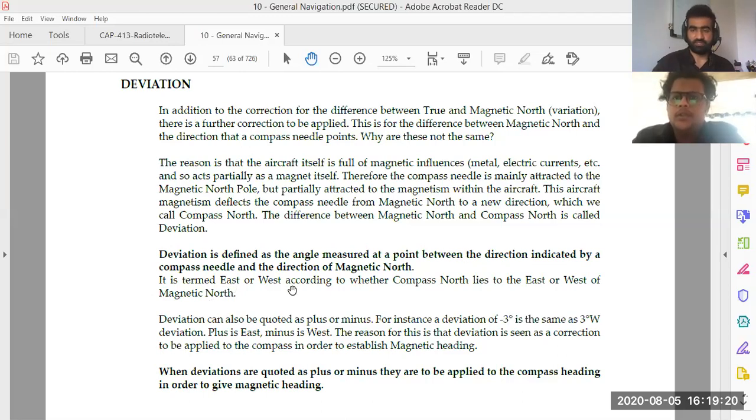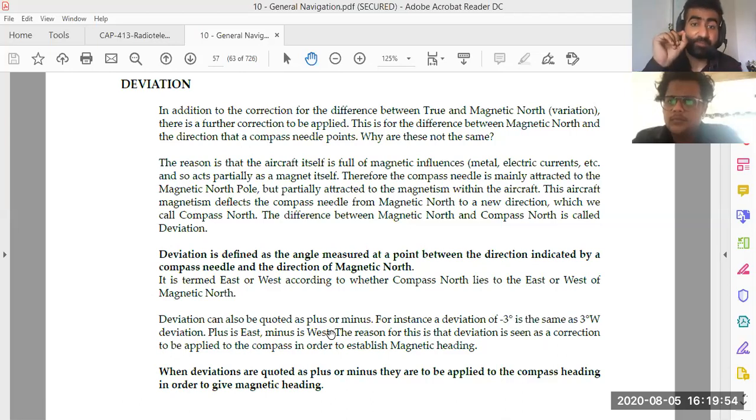It is termed east or west according to whether compass north lies to the east or west of the magnetic north. Deviation can also be quoted as plus or minus, according to east or west of magnetic north. So they can also write east-west deviation as plus or minus. So minus 3 is the same as 3 degrees west. Plus is east, minus is west.